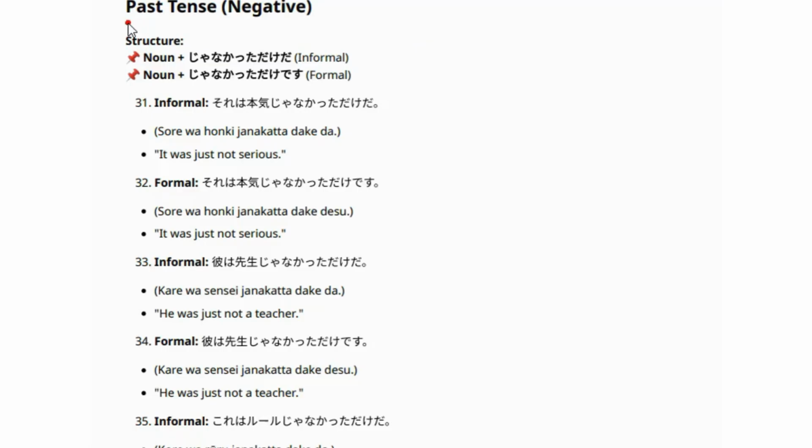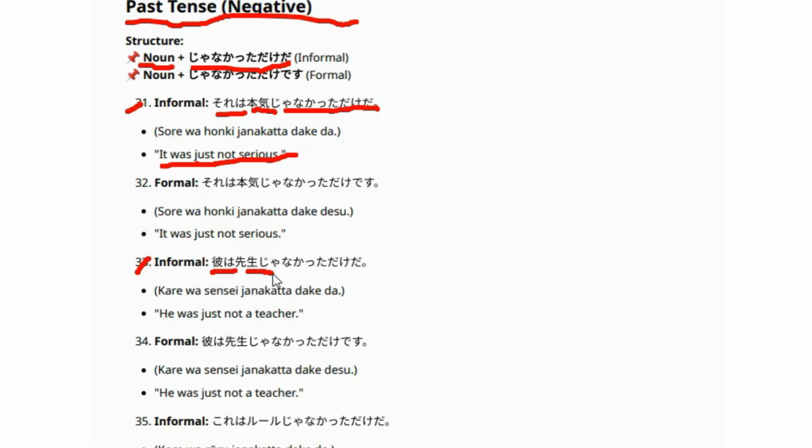Now let's see the sentences of past tense negative. The structure is noun plus janakatta dake da. The first example is sore wa honki janakatta dake da, means it was just not serious. And the next one is kare wa sensei janakatta dake da, means he was not just a teacher.